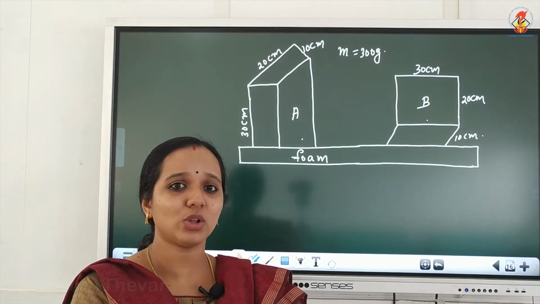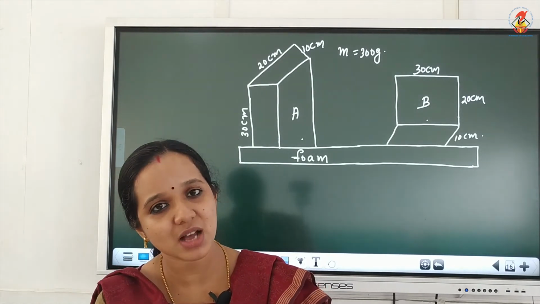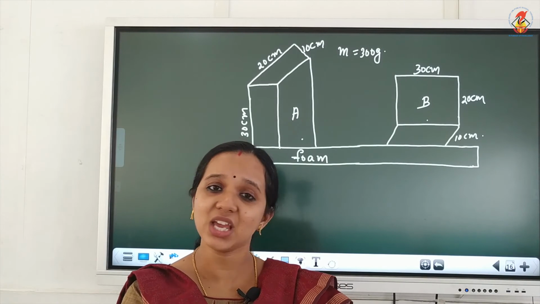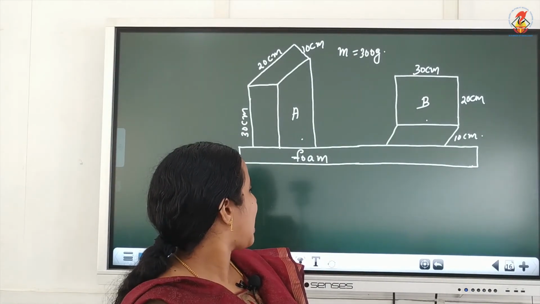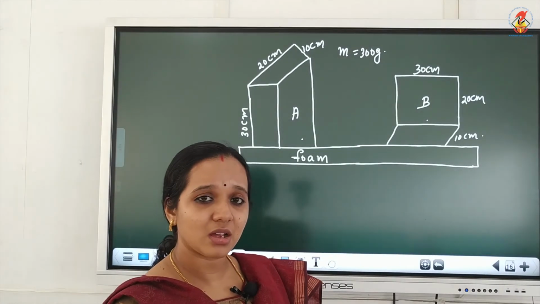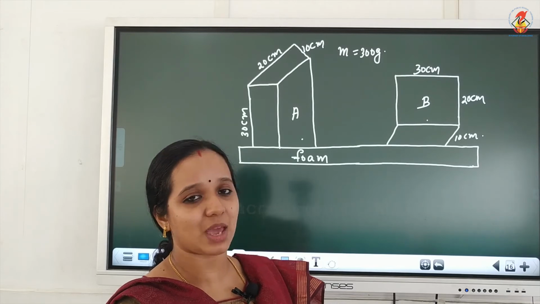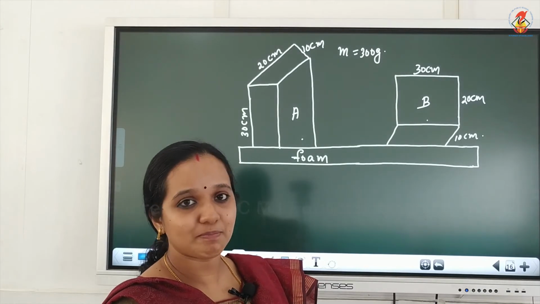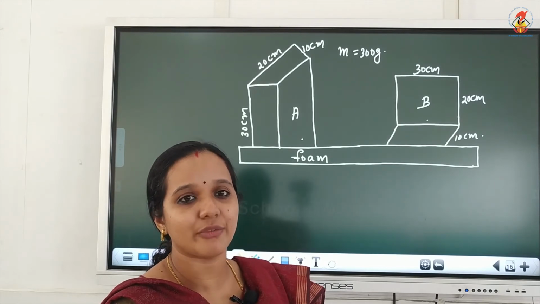We have already told that both the blocks are identical, both have the same masses and the same dimensions, that is, length, breadth and heights are the same. But the compression of foam where block A is kept is more compared to that of B, where B is kept. Why do you see such a difference?